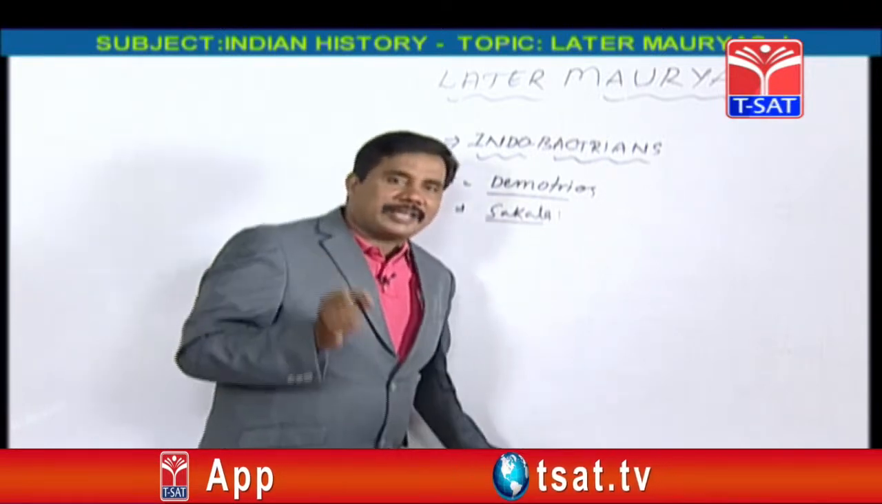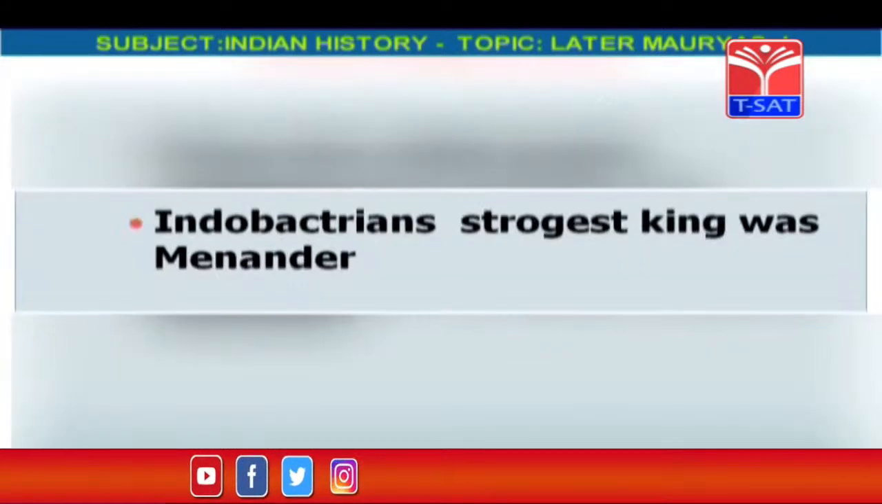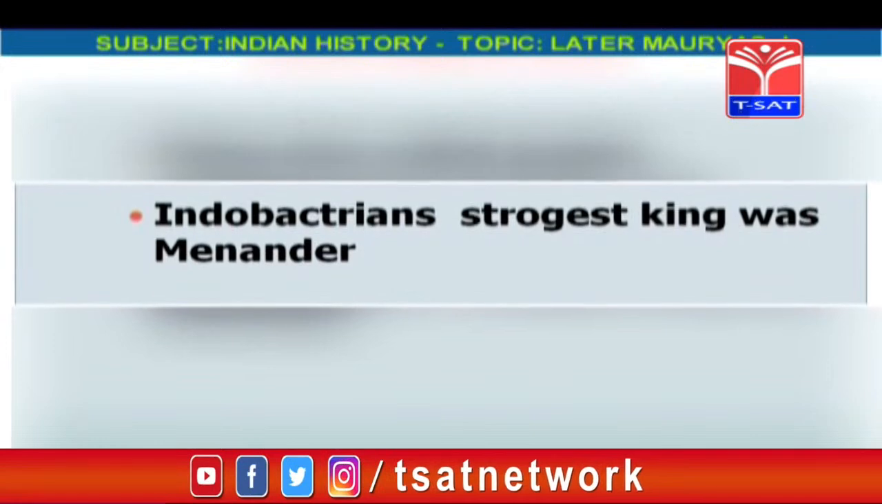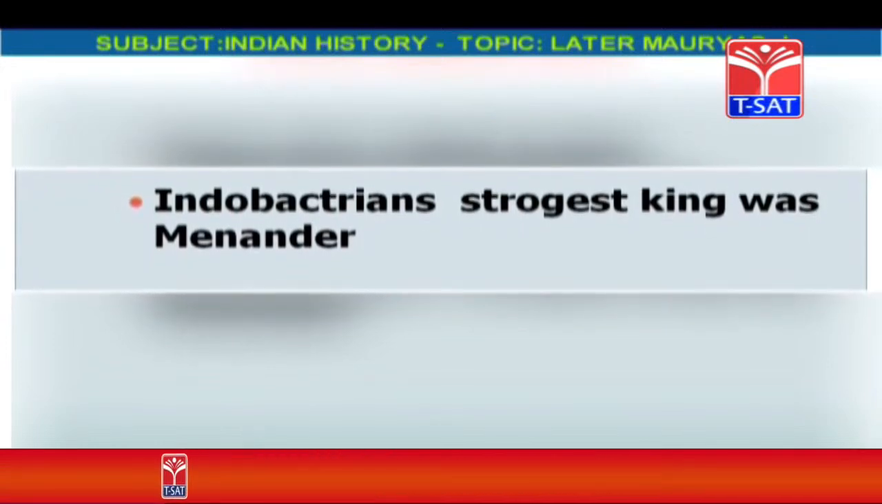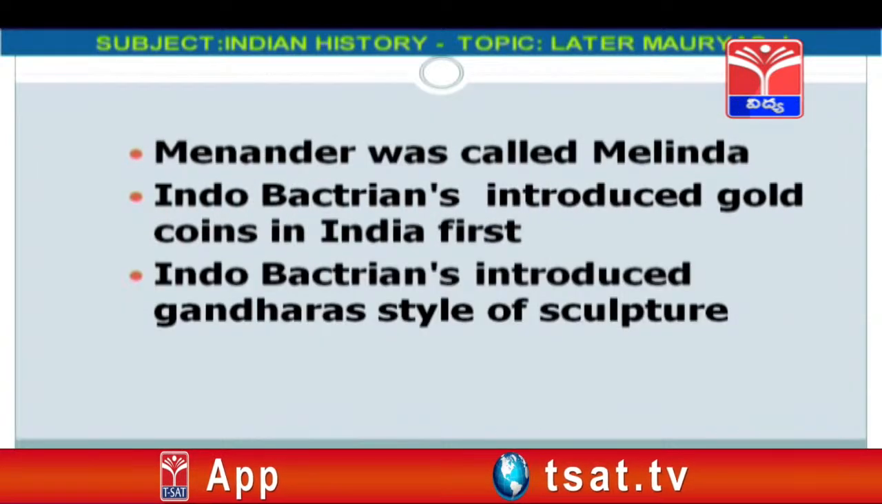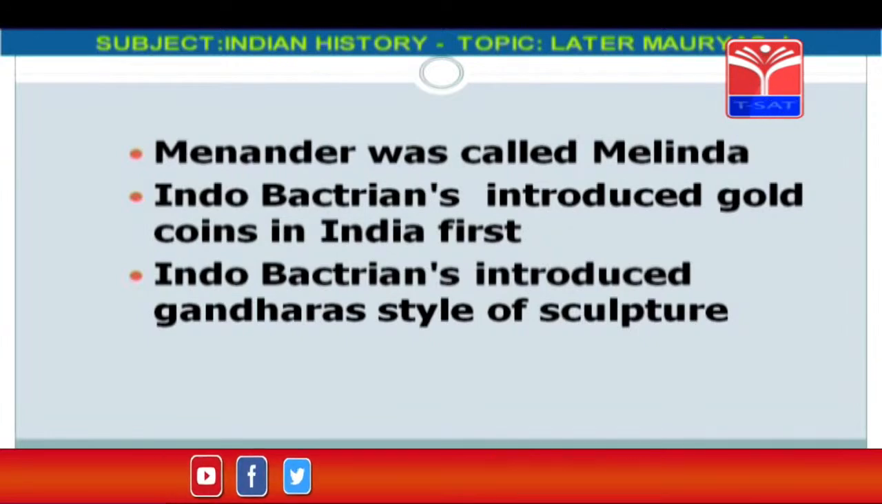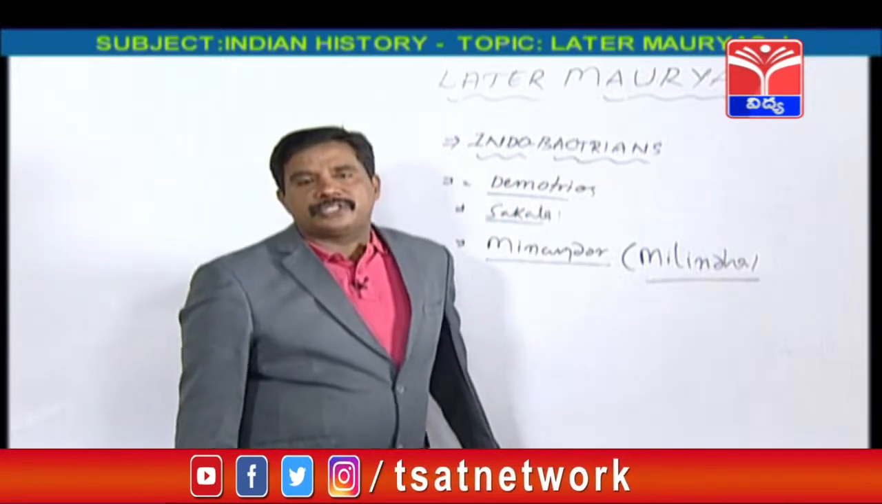In the Indo-Bactrians, the important and strongest king was Menander. He is also called Milinda according to Buddhist language.